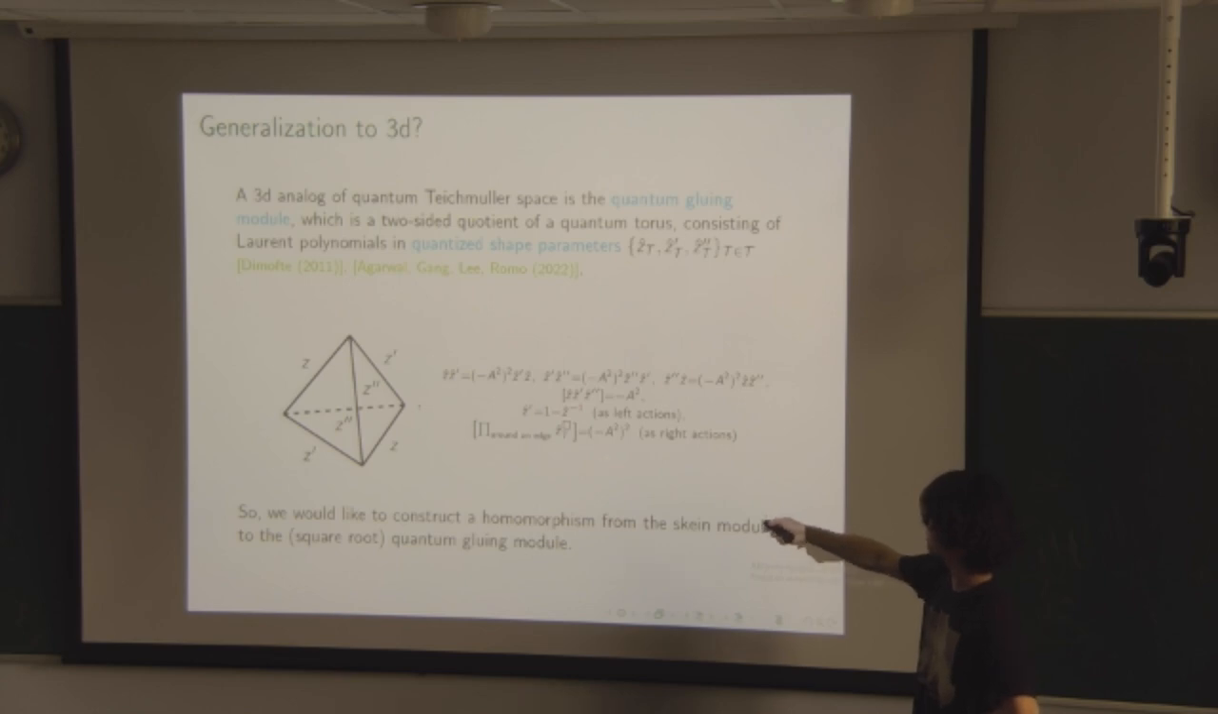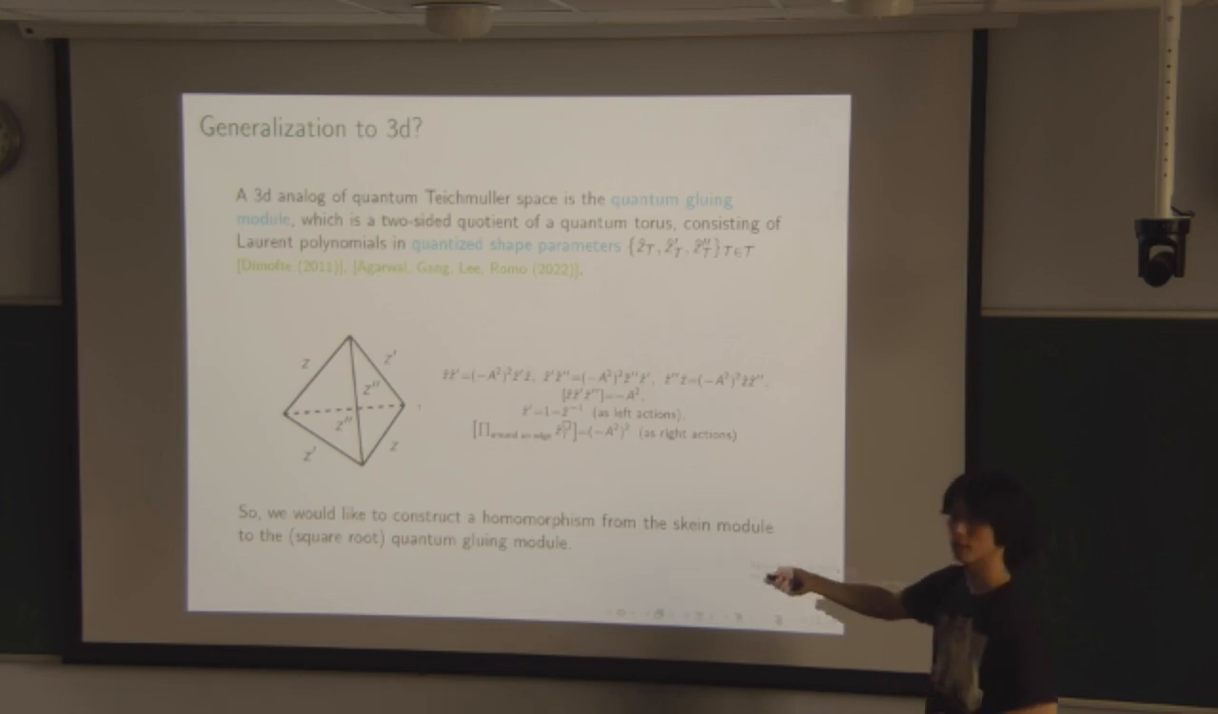So these are certain relations that we need to take a quotient by, and the quantum gluing module is basically the quantum torus generated by all these variables, and we're taking a 2-sided quotient. On the left side, we take quotients by these relations. On the right side, we take quotients by these relations. That's what's known as the quantum gluing module.